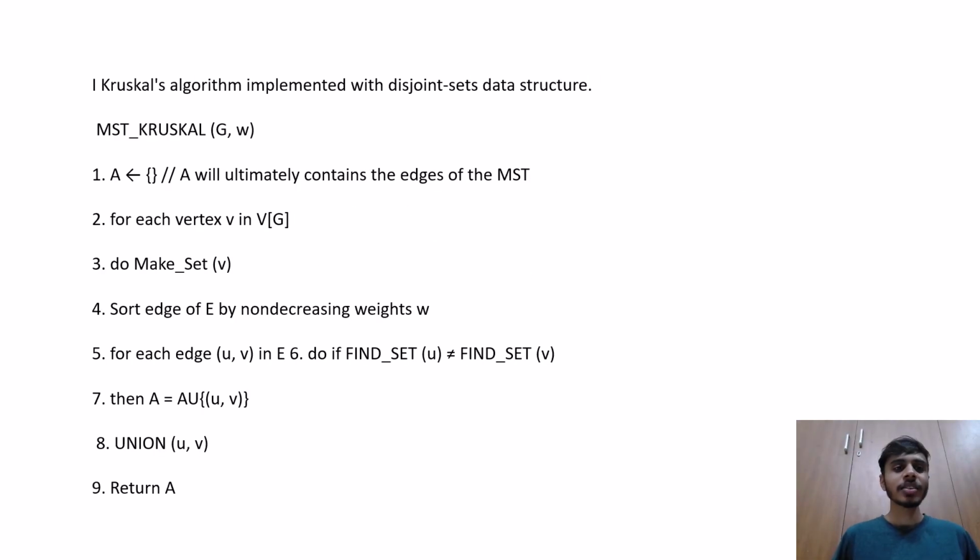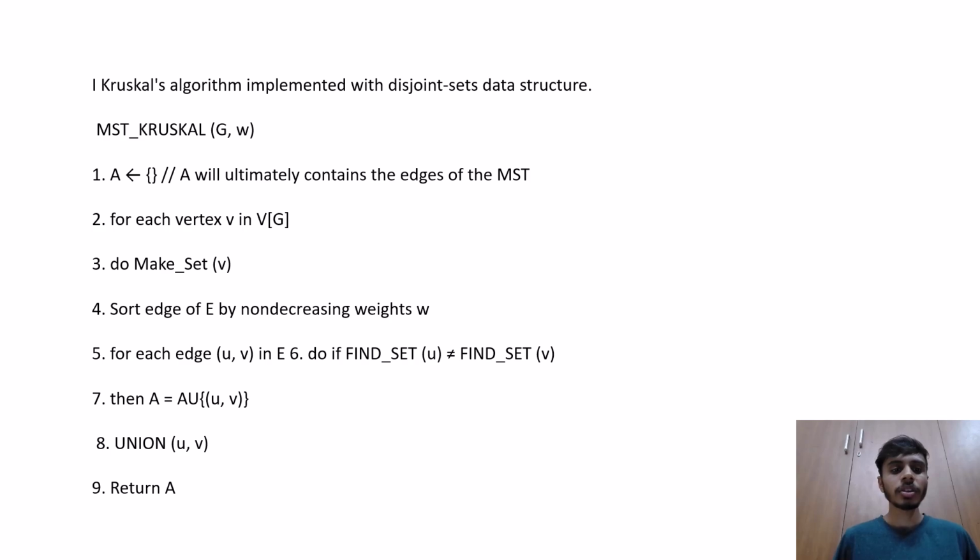This is the algorithm of Kruskal's algorithm implemented with a disjoint set data structure. MST-Kruskal. First, A is empty; A will ultimately contain the edges of the MST. Second, for each vertex v in V[G]. Third, do MAKE-SET(v), which initializes the disjoint sets.